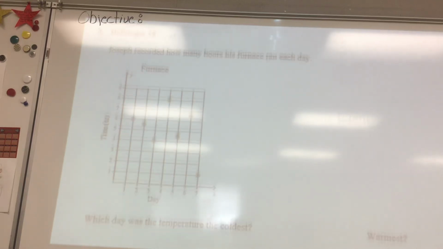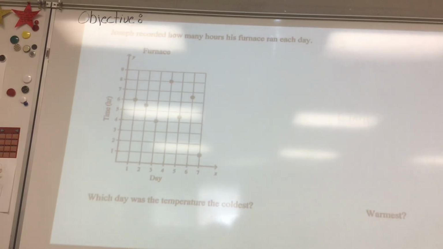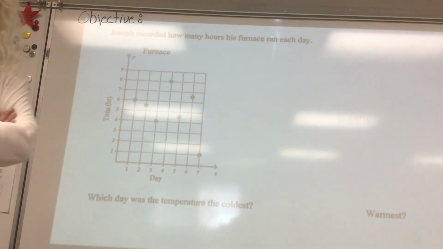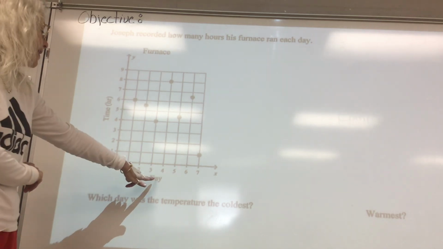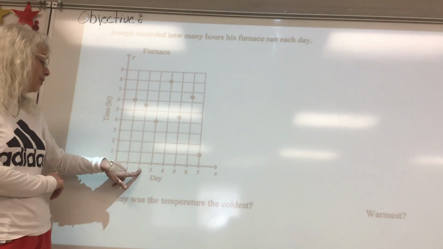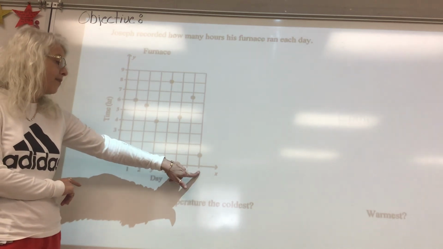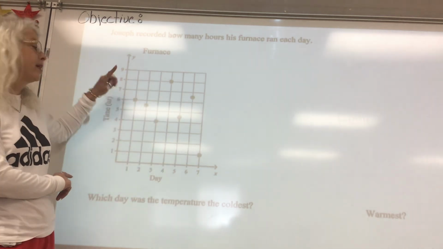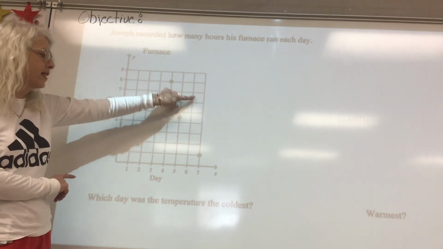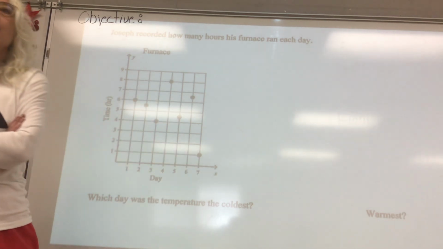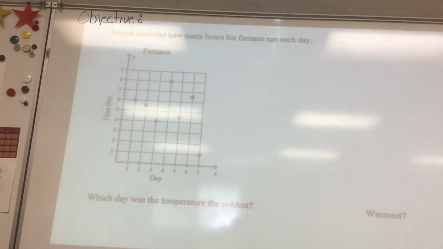All right, so on Bellringer 58, it says Joseph recorded how many hours his furnace ran each day. How many days did he record? 7. And we can see down here that it says day 1, 2, 3, 4, 5, 6, 7, and there's a data point for each one. Or you can count out the data points, 1, 2, 3, 4, 5, 6, 7, which is the way I prefer you to do it, count up the data points.